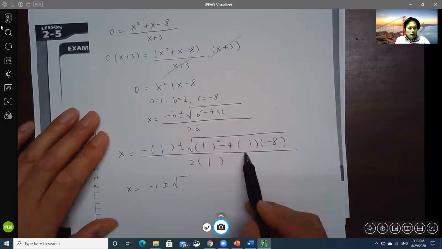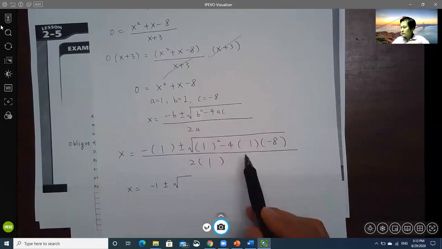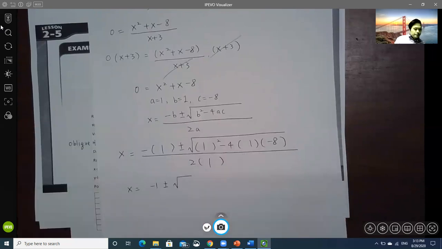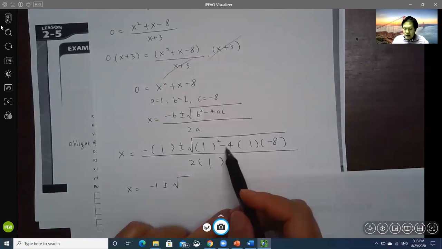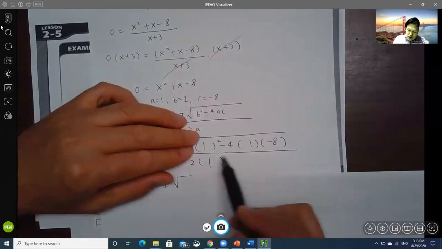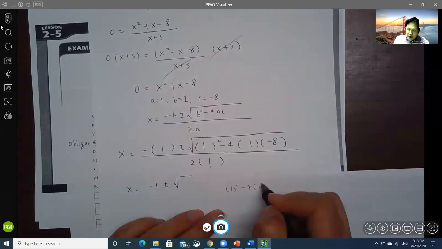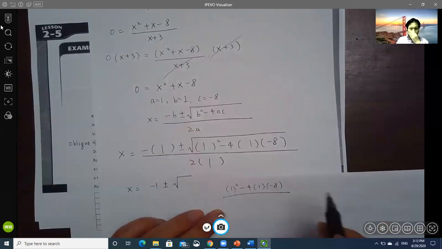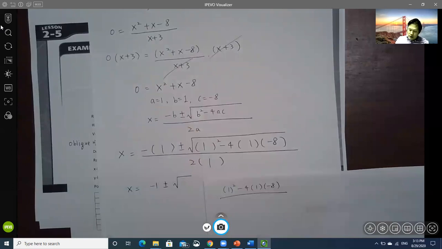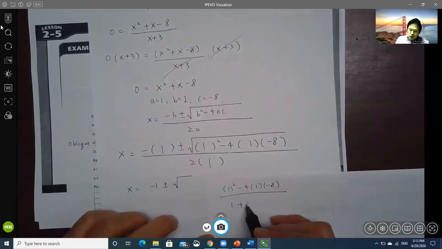Some of my students get confused. Whenever they have a calculator, they type the whole thing. No, don't type the whole thing. Type what's inside the root, which is this: 1 squared minus 4 times 1 times minus 8. Type only what's inside using your calculator. Then it becomes 33.